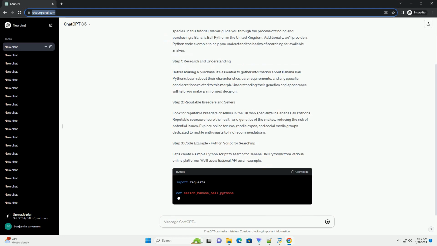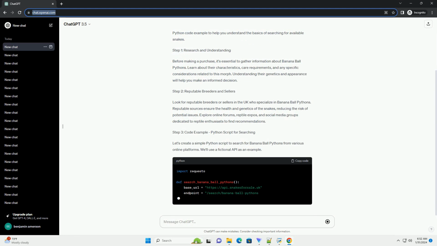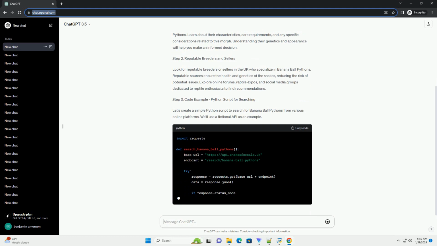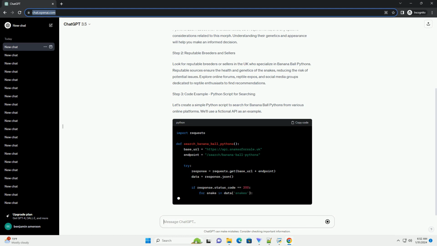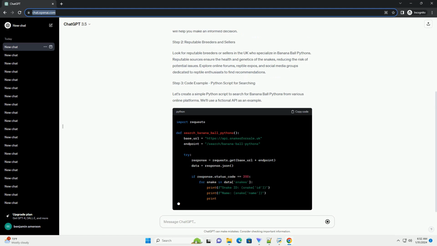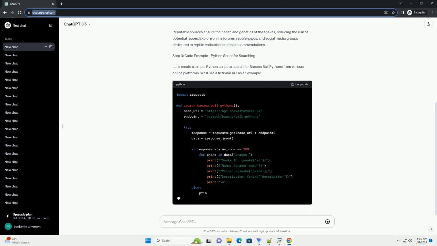Step 2: Reputable Breeders and Sellers. Look for reputable breeders or sellers in the UK who specialize in banana ball pythons. Reputable sources ensure the health and genetics of the snakes, reducing the risk of potential issues. Explore online forums, reptile expos, and social media groups dedicated to reptile enthusiasts to find recommendations.